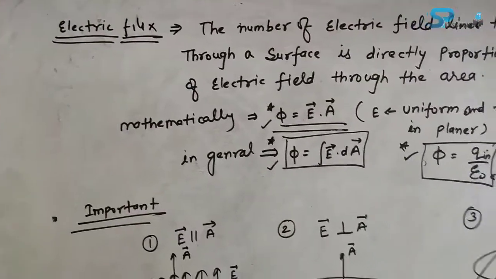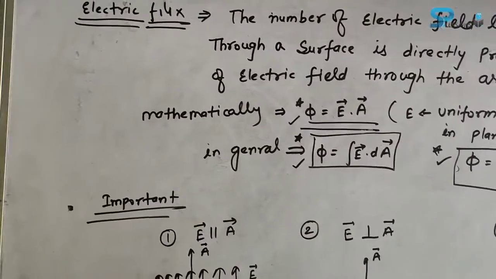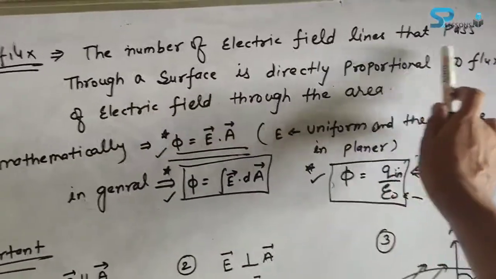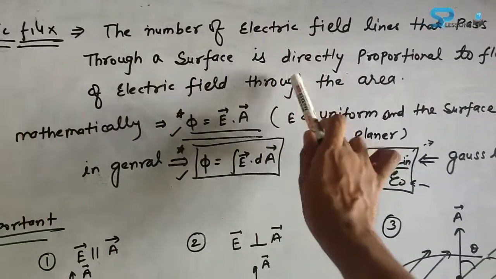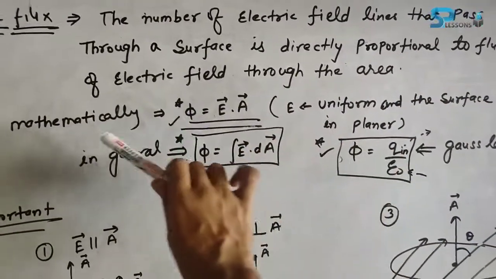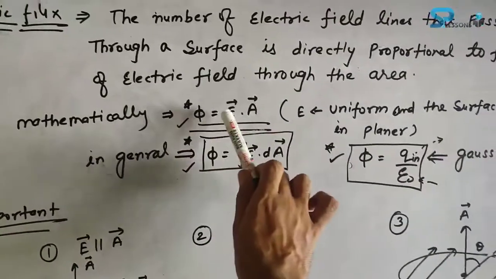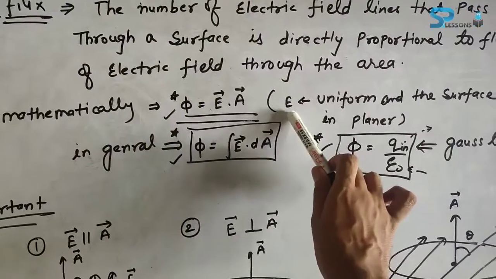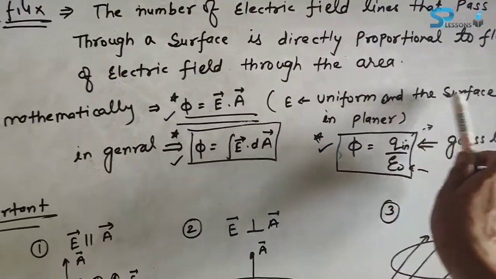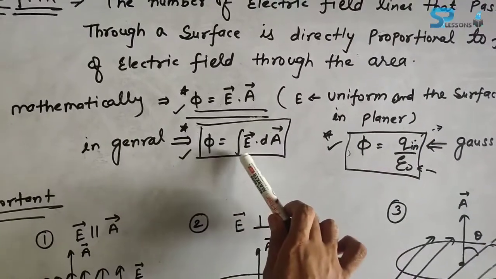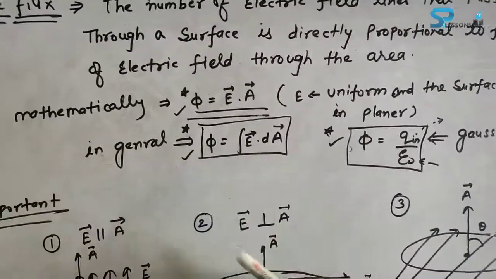So first of all, I give the introduction of electric flux. The number of electric field lines that pass through a surface is directly proportional to the flux of the electric field through the area. Mathematically, we use phi equals E vector dot A vector. This formula is used where the electric field is uniform and the surface is planar. In general, we use phi equals the integral of E vector dot area vector.